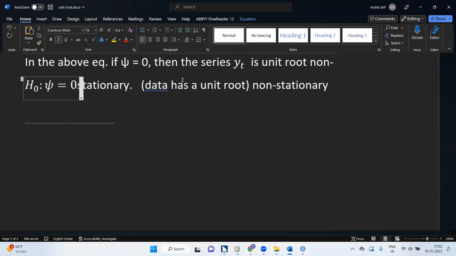Then one more test has been proposed by Phillips and Perron. Their methodology is different, but their null hypothesis is also the same. Data has a unit root, data is non-stationary. So this is the null hypothesis for ADF and Phillips and Perron test.